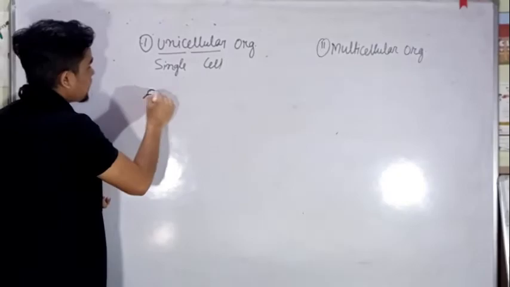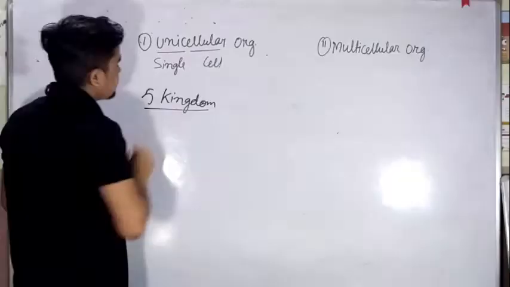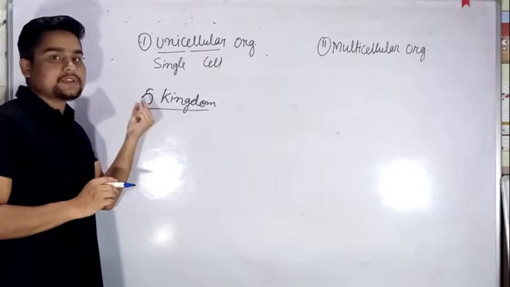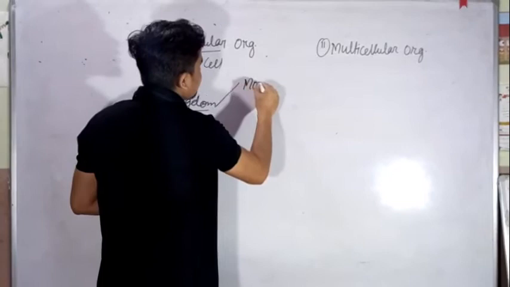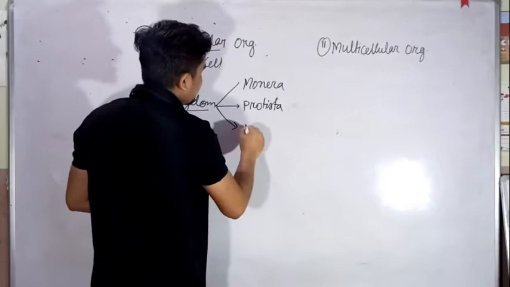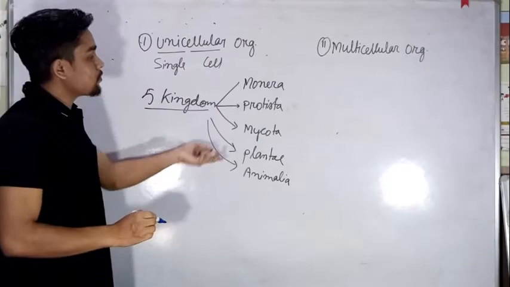Five kingdoms. See, five kingdoms, the same living organisms pretty much we all believe. Kingdom Monera, Kingdom Protista, Kingdom Mycota, Kingdom Plantae, and Kingdom Animalia. See, five kingdoms, the present way of classifying organisms.